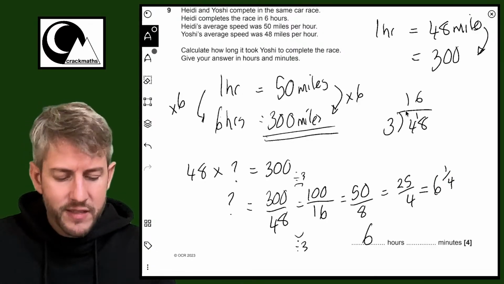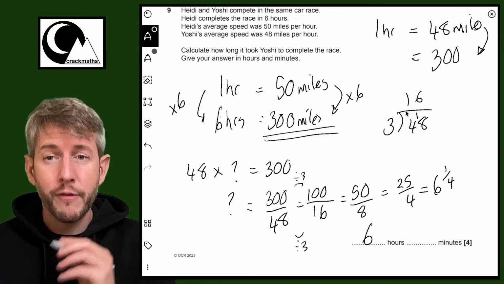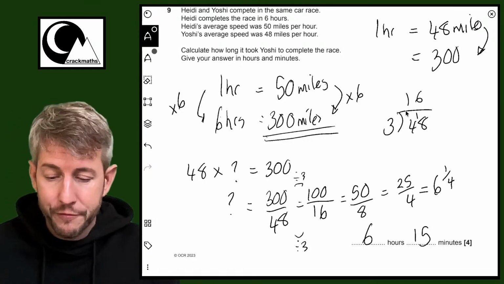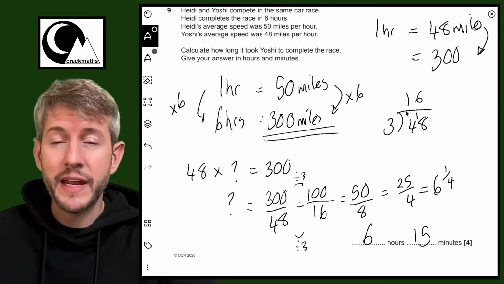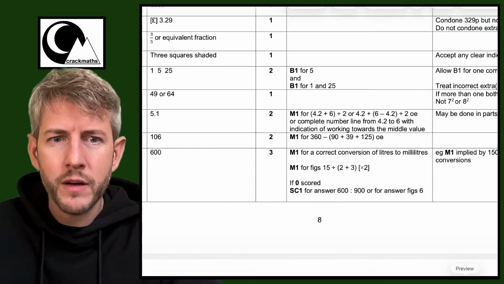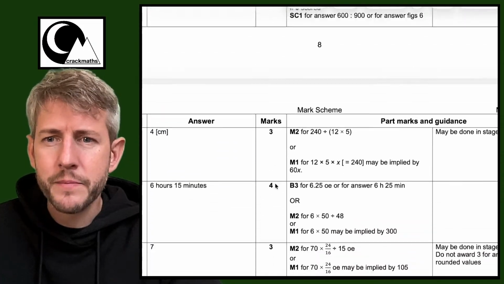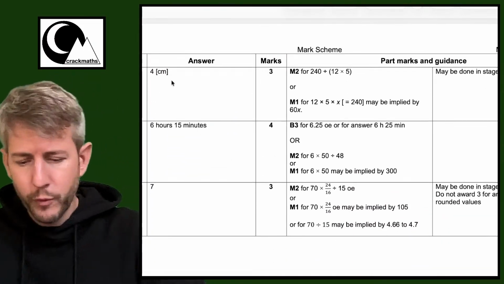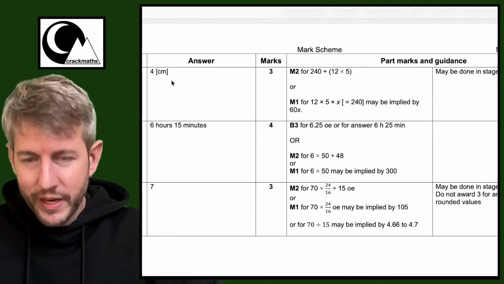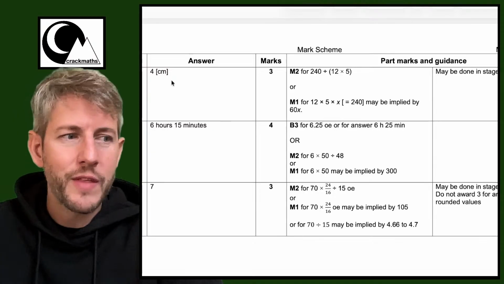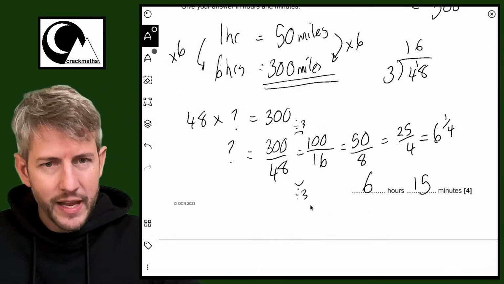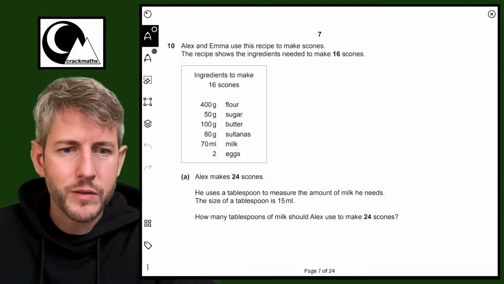So 6¼ hours, well, I know that a quarter of an hour is 15 minutes, okay? So this is 6 hours and 15 minutes for Yoshi to complete the race. Okay, right, let's get these 2 questions marked to see if that was correct. So the first one was 4 centimetres, which we got correct. And the second one is 6 hours and 15 minutes. So that was correct as well. Great. Okay, right, let's have a look at the next question.